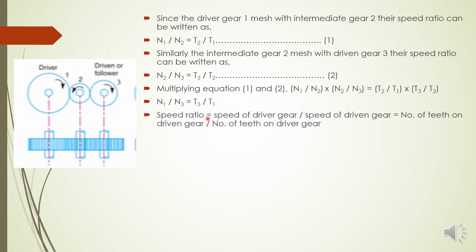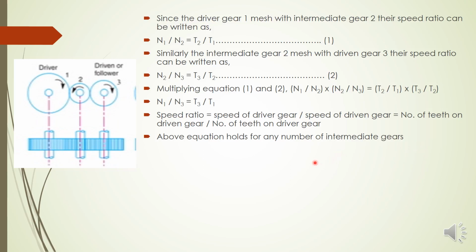That means the speed ratio in a simple gear train is the speed of the first driver gear by the speed of the last driven gear, which is also equal to the number of teeth on the driven gear to the number of teeth on the driver gear. This equation is valid for any number of gears in a simple gear train. If you have 6 gears in a simple gear train, the speed ratio will be N1 by N6, which will be equal to T6 by T1. Like that we can write the speed ratio for any number of intermediate gears.